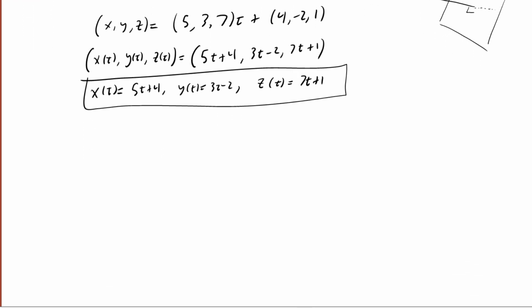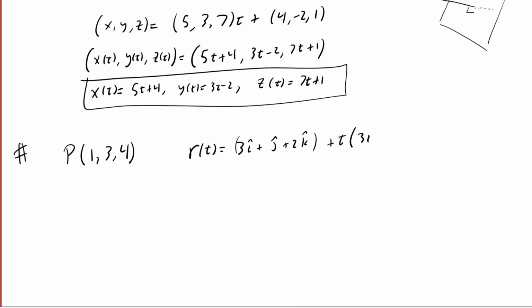Okay, number 2. Find the distance from the point P, which is (1, 3, 4), to the line r(t), which is 3i hat + j hat + 2k hat + t times (3i hat - 4k hat).